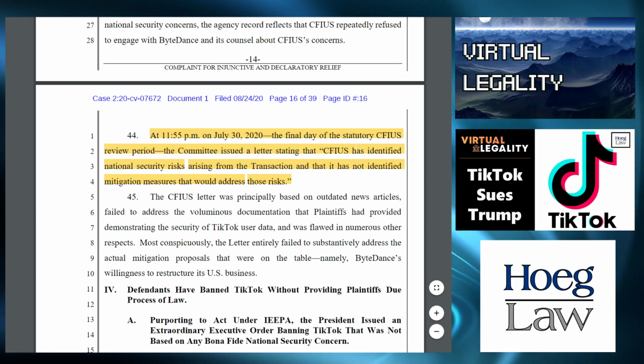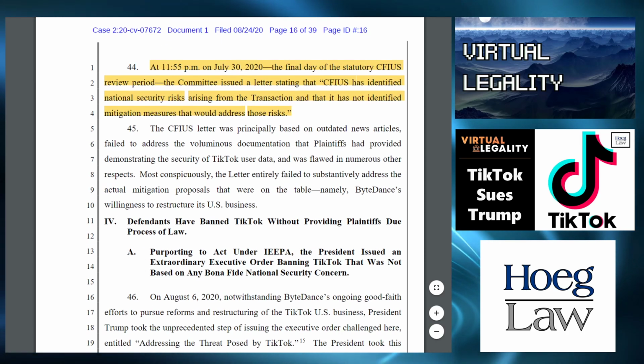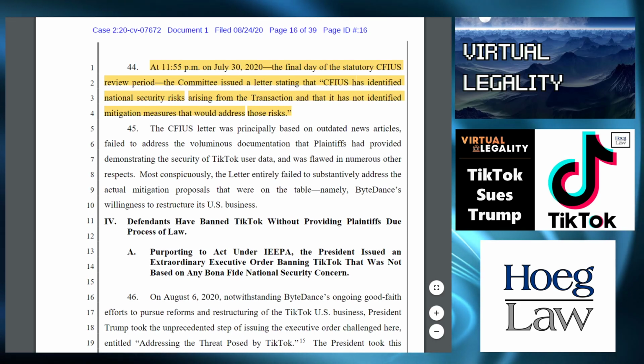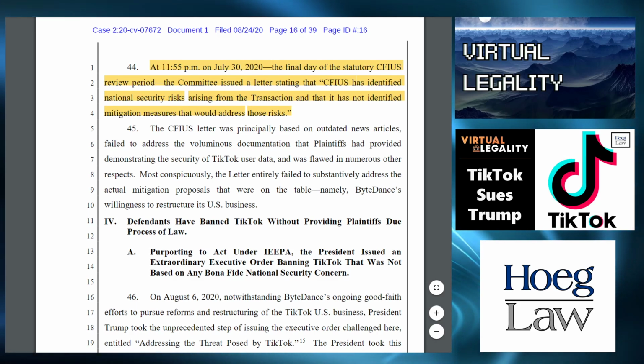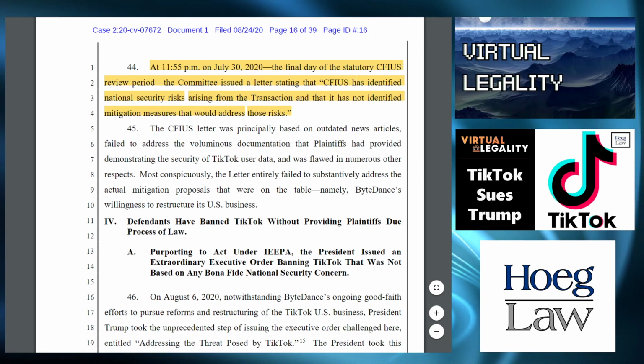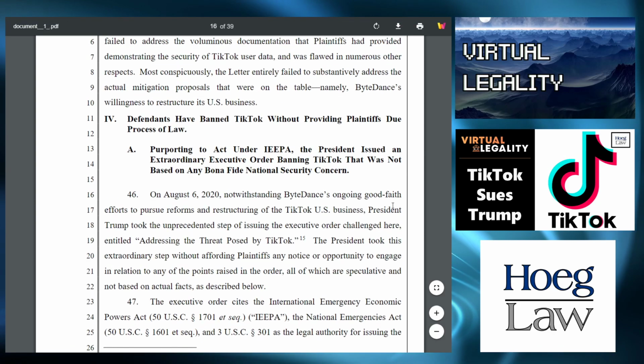Then they say the letter was based on outdated news articles, failed to address everything that we turned into them, and was basically a bad government action. And that is within their rights to say. I know that if I were running TikTok, I would feel exactly the same way. But then we start to try to argue the legal points, and it's not as strong. I do think it's interesting that they filed this from CFIUS side at 11:55 on the last day, if this is an accurate description of what happened, because it does suggest a certain amount of nefariousness, or at least wishy-washiness, at the committee level itself, that they didn't necessarily want to file this thing at all.